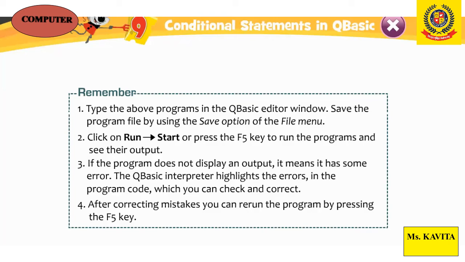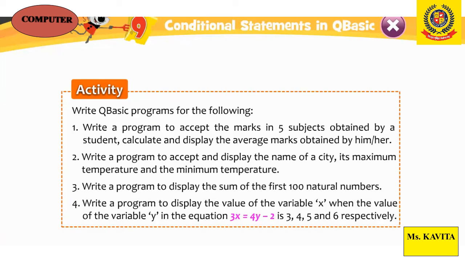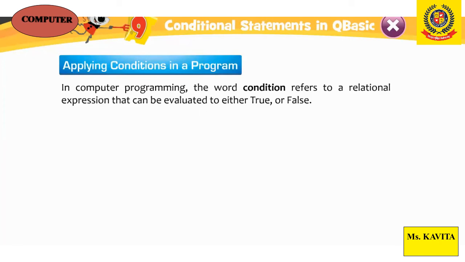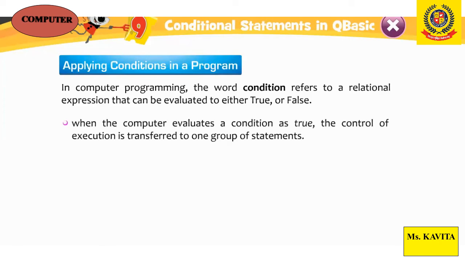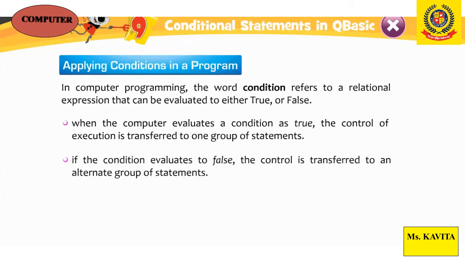One more program to calculate the price of a unit. So children, both the programs you have to write. Type the above program in the QBasic editor window. Save the program by using the save option of the file menu. Then click on run start or press F5 to run the program. See the output. If the program does not display an output, it means it has some error. QBasic interpreter highlights the error in the program code, which you can check and correct. After correcting mistakes, you can rerun the program by pressing F5.